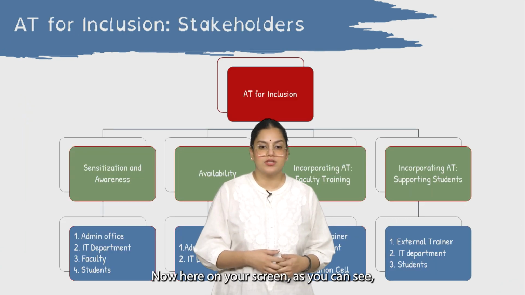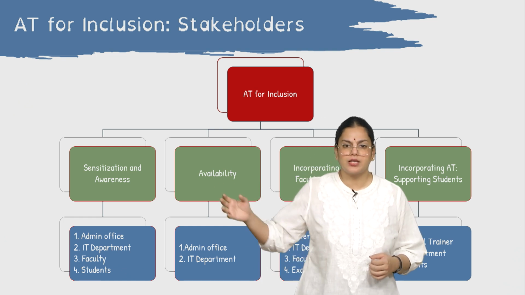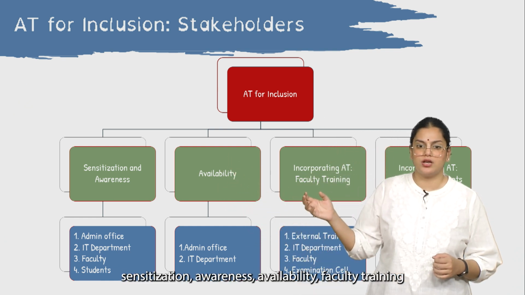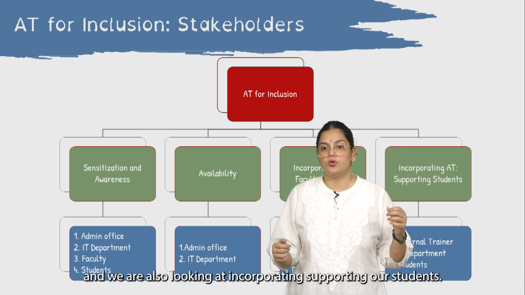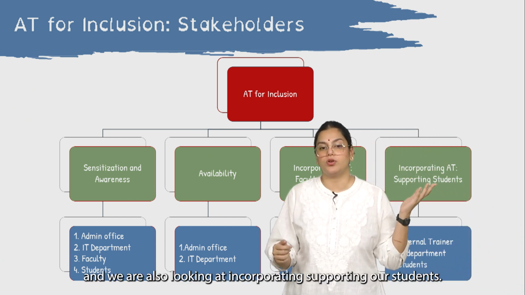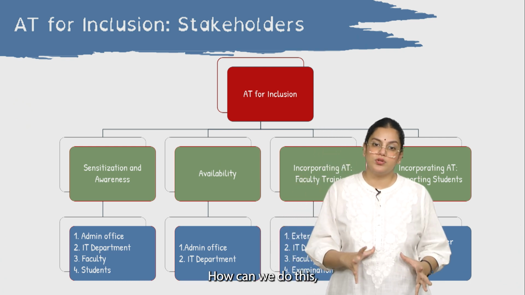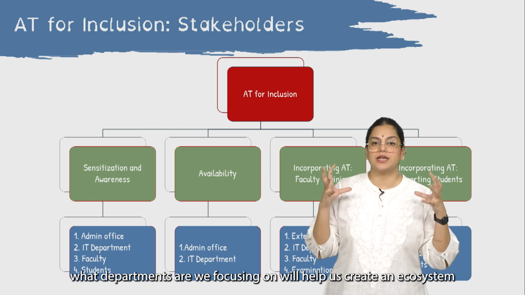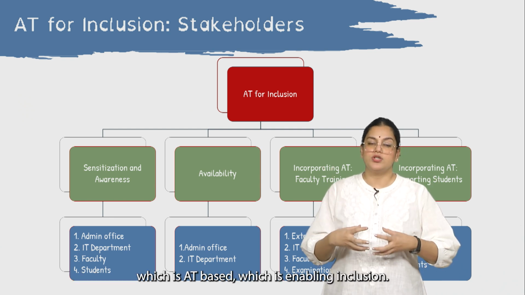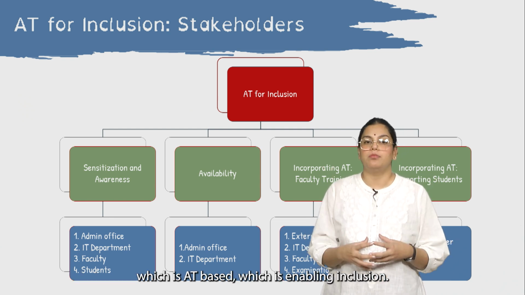Now here on your screen, as you can see, we have sensitization, awareness, availability, faculty training, and we are also looking at incorporating, supporting our students. How can we do this? What departments are we focusing on that will help us create an ecosystem which is AT based, which is enabling inclusion?